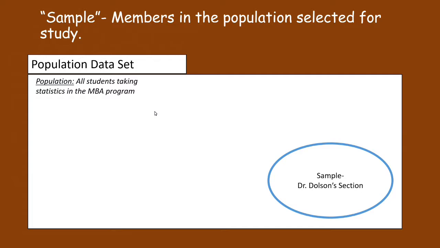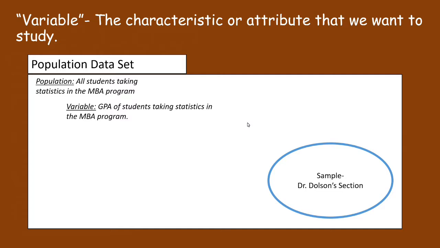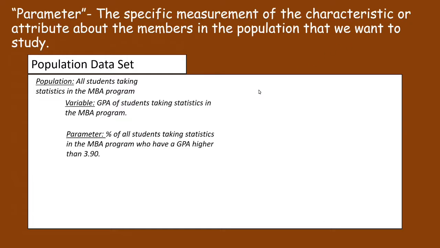For the sake of this discussion, let's just say we're going to sample my section. There we go. We're just going to study my section. All right? So my section is going to be the sample. Well, now let's talk about what a variable is. We're going to study a particular characteristic or attribute that we are interested in. Let's just say we want to better understand the overall GPA of students taking statistics in the MBA program. So we're going to study that variable in our sample of the population, which is my section of students.